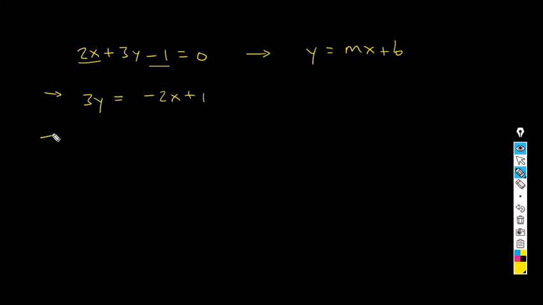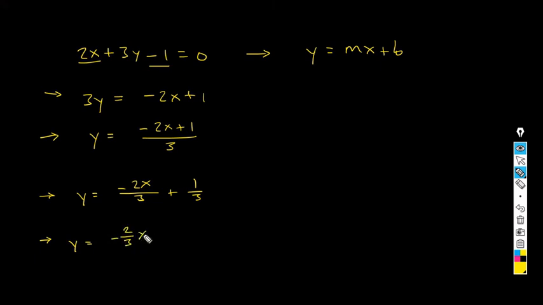Okay, and next we have to divide both sides by 3. If I do it on the left side, I get y, and if I do it on the right side, I'm gonna get minus 2x plus 1 over 3. And if I divide each of these terms by 3, I get minus 2x over 3 plus 1/3. And this can also be written as y equals minus 2/3 of x plus 1/3. I don't know if you knew that you can write it like this.